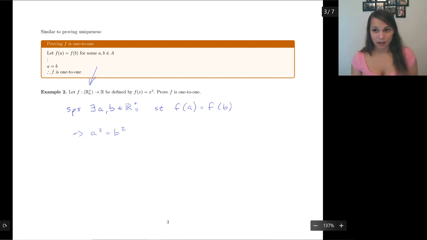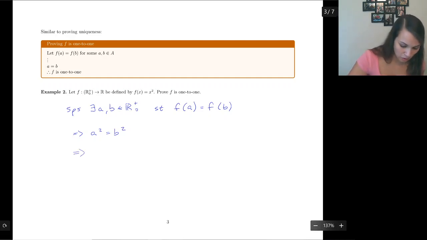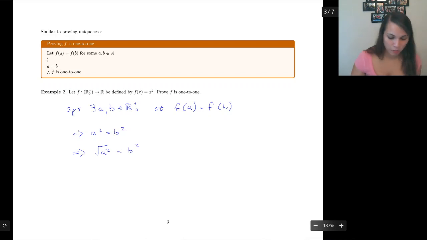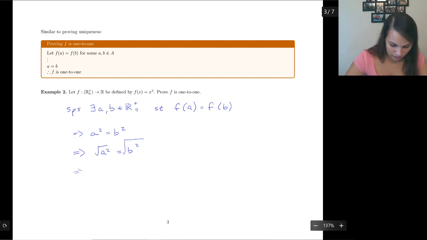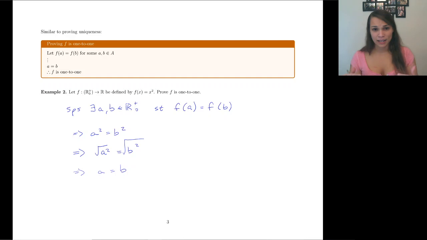Only because I have restricted this domain to positive stuff am I going to take a square root. This is no longer dangerous territory. There's no possibility of a plus or minus outcome because there is no minus allowed because of our domain. Okay. Now, take the square root of both sides. No funny business. We have now concluded that A is equal to B.